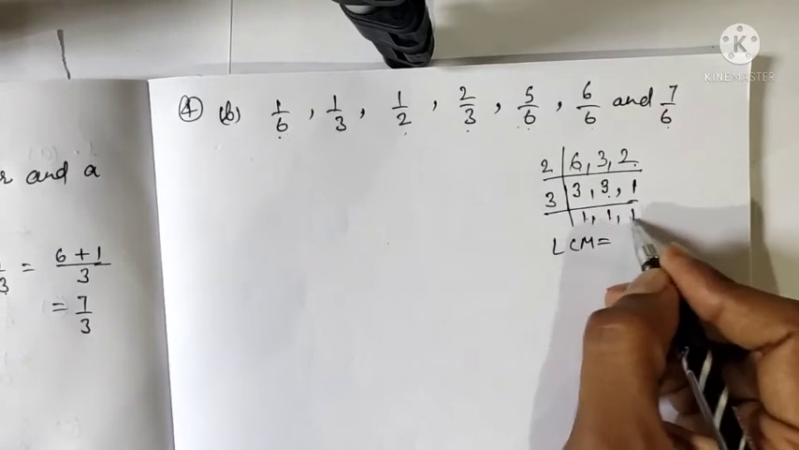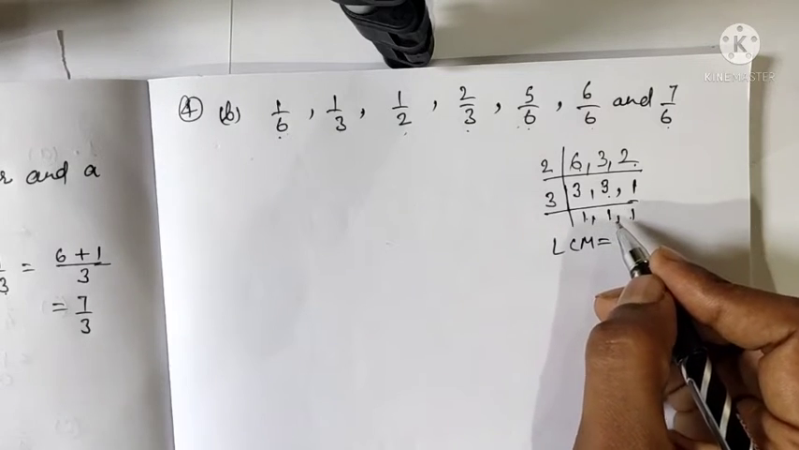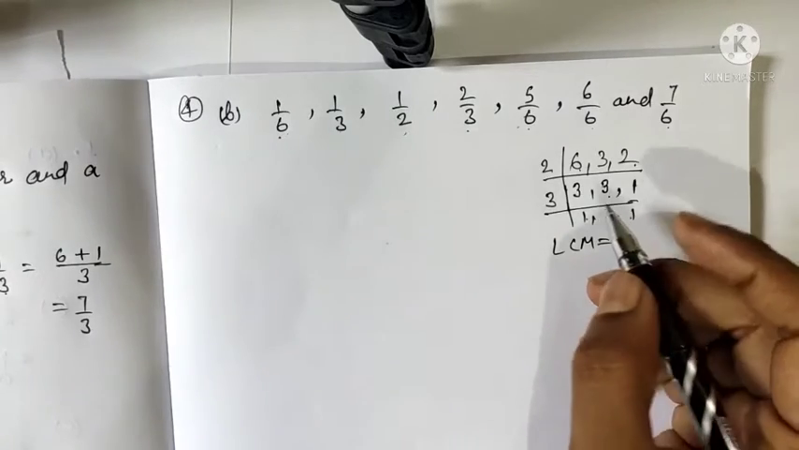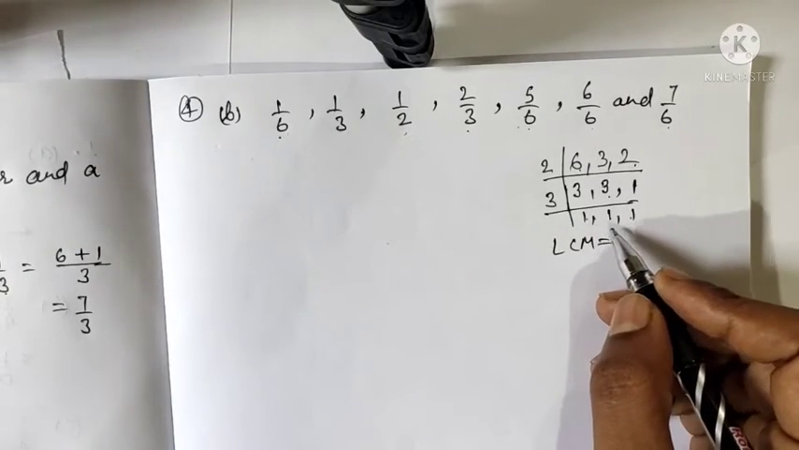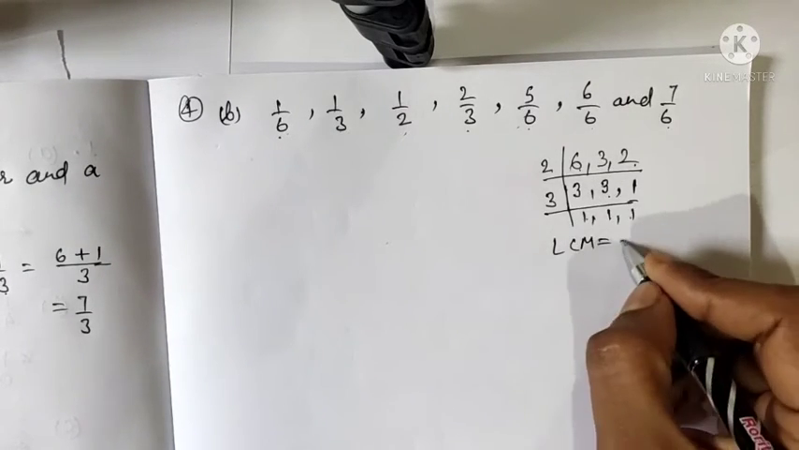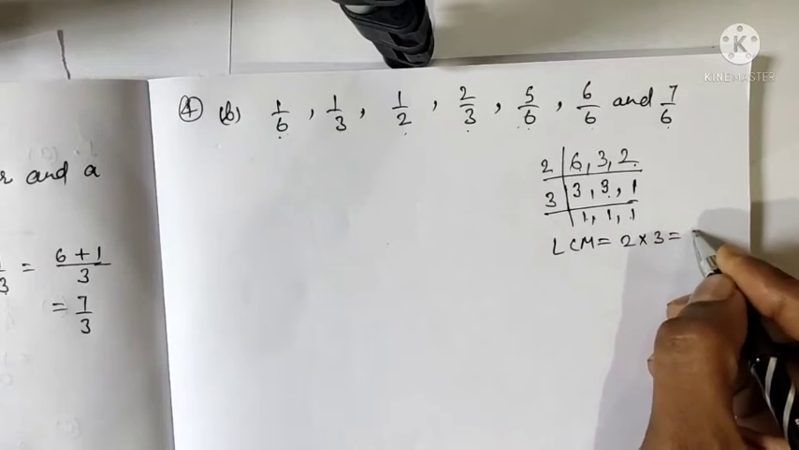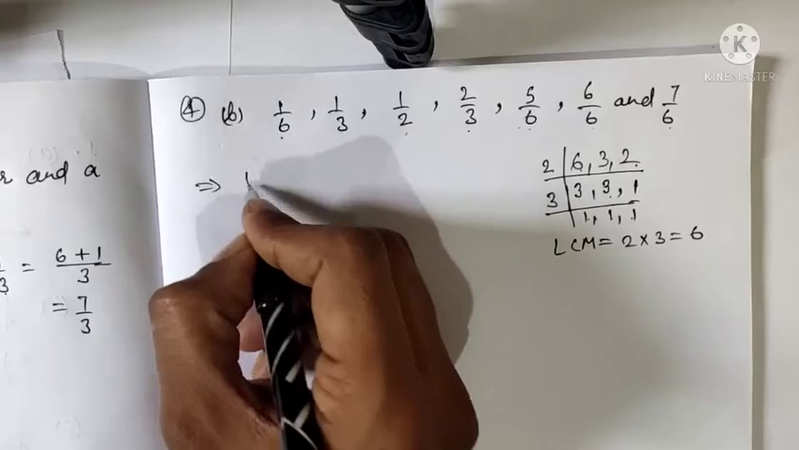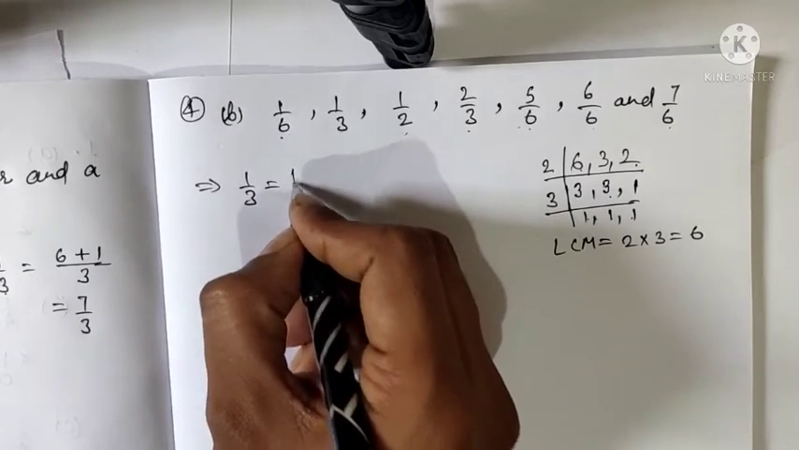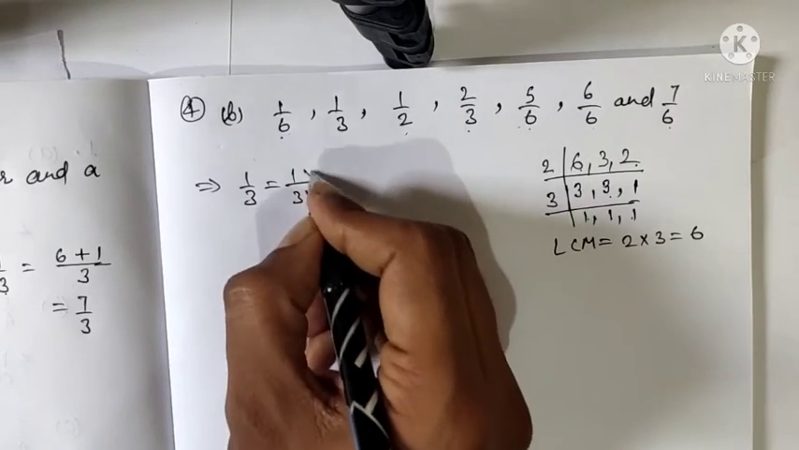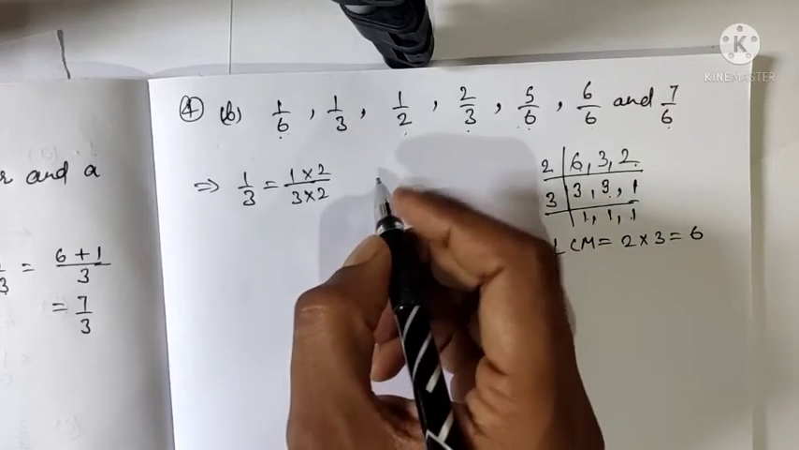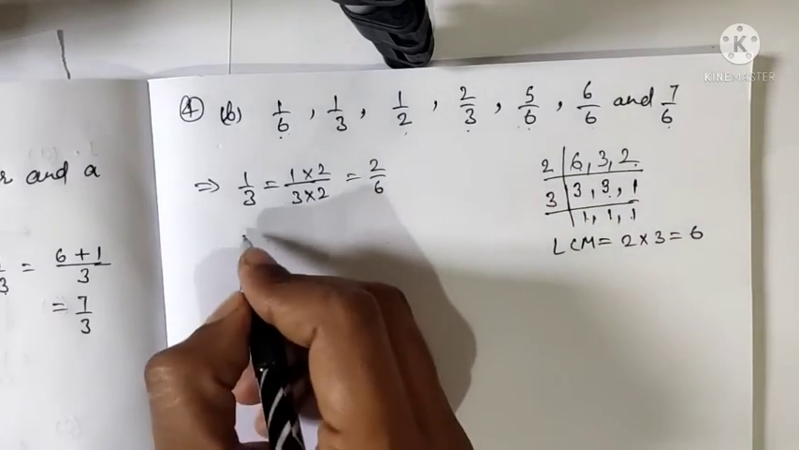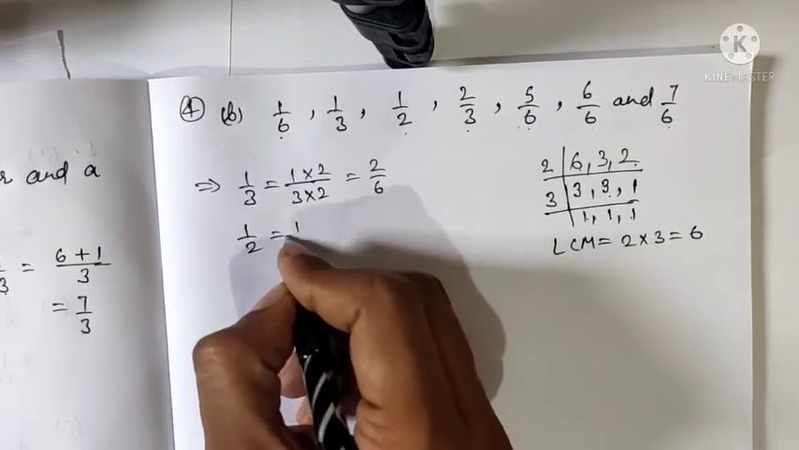Now LCM will be equal to 2 into 3 into 1 into 1 into 1, but 1 is the multiplicative identity, so there is no need to write 1. Hence it will be 2 into 3 becomes 6. Now 1 by 3 is equal to 1 into 2 by 3 into 2, which will be equal to 2 by 6, and 1 by 2 is equal to 1 into 3 by 2 into 3, which is equal to 3 by 6.